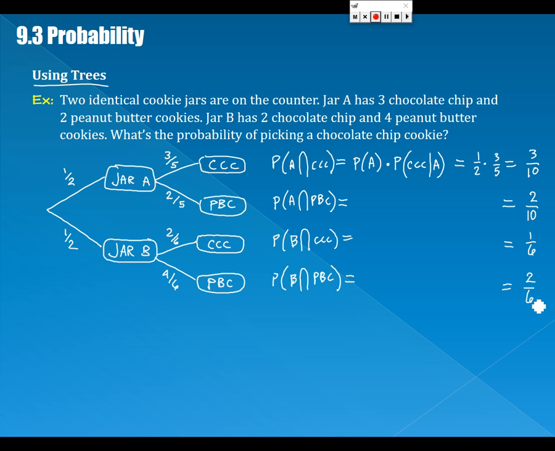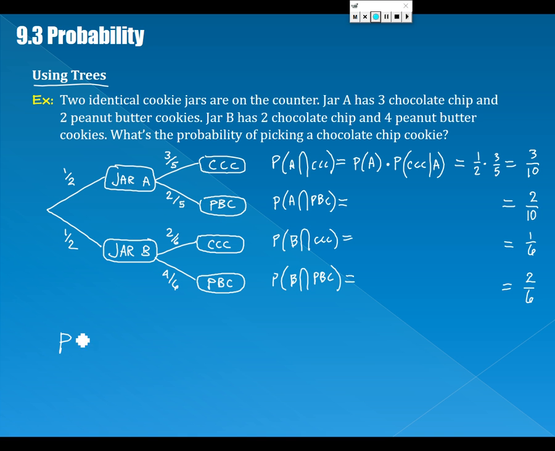Yeah, so hopefully these add up to 1/2 and these add up to 1/2, so we're good. And they do. These add up to 1/2, these add up to 1/2. The whole distribution adds up to 1, of course. So we're good. What was the question? We didn't even ask the question yet. What's the probability of picking a chocolate chip cookie?